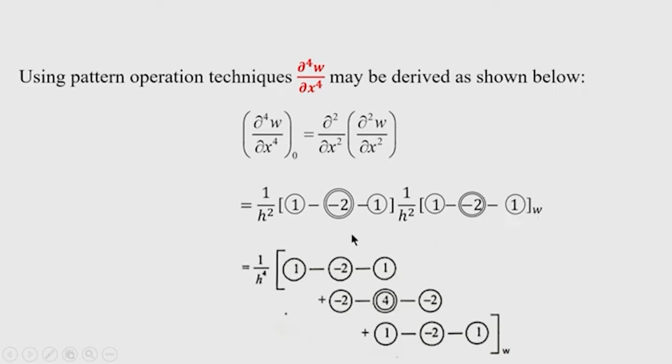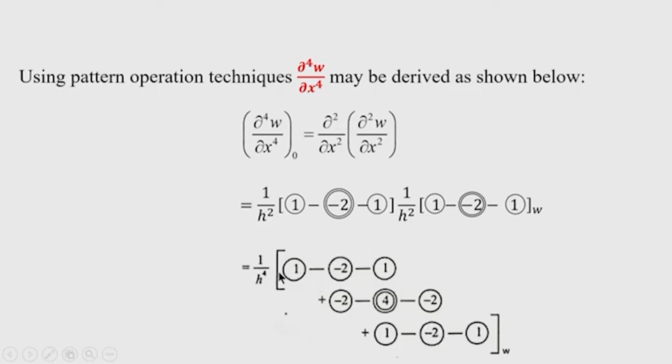Now, again you do the same operation that I have done in the earlier cases, multiply each term. So, 1, then minus 2, then 1, then minus 2, plus 4, minus 2, then 1, minus 2, 1. So, the fourth derivative is now obtained.